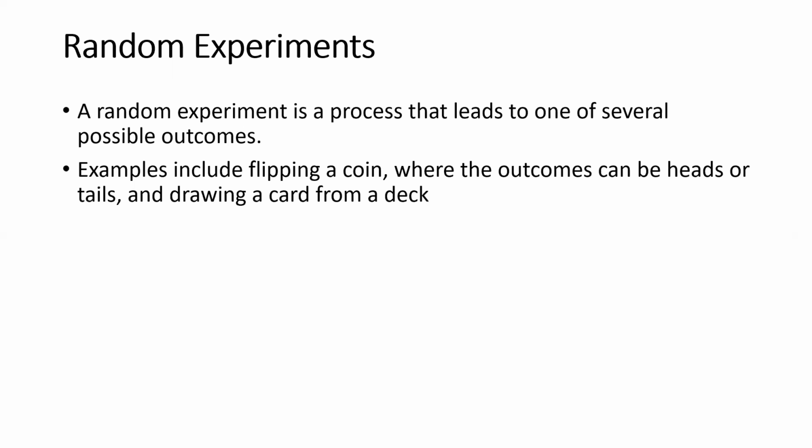Now, a random experiment is a process that leads to several possible outcomes. Like flipping a coin is a random experiment. Outcomes can be either head or tail. Drawing a card, it can be any one of the 52 cards. So they are called random experiments because each card has an equal chance of coming out. And in a die, each of those 1 to 6 has an equal chance of coming out.